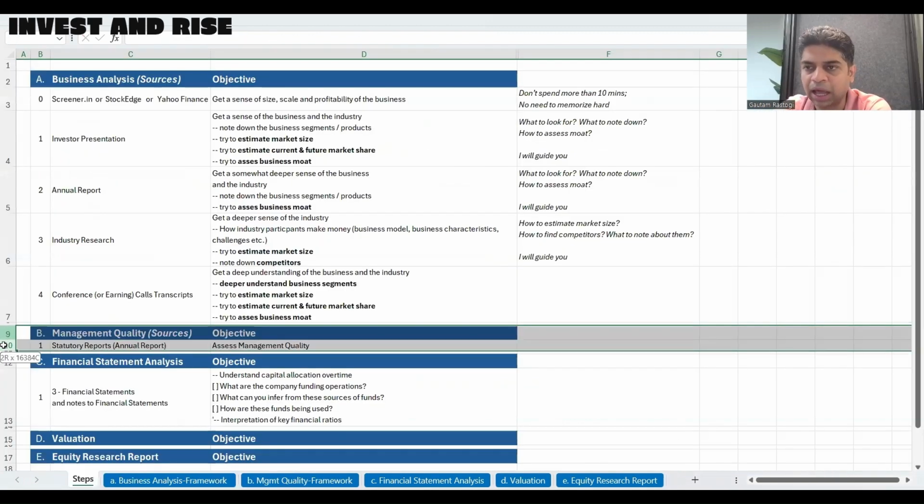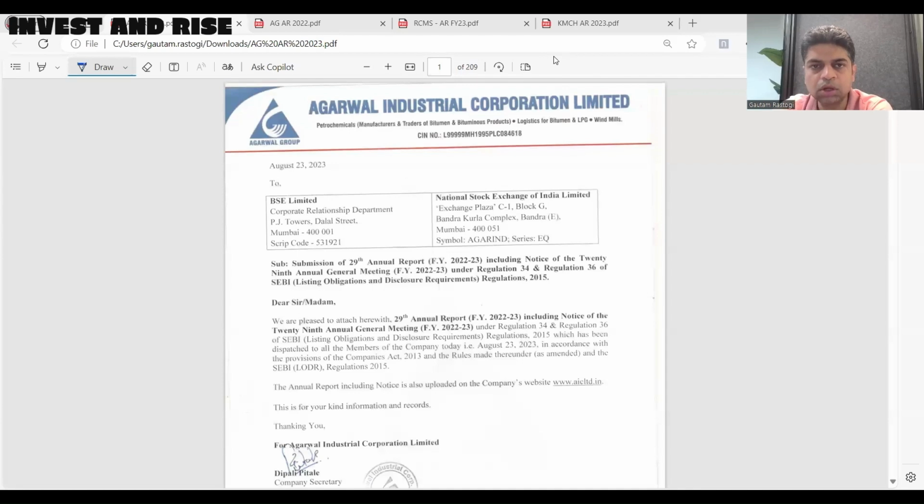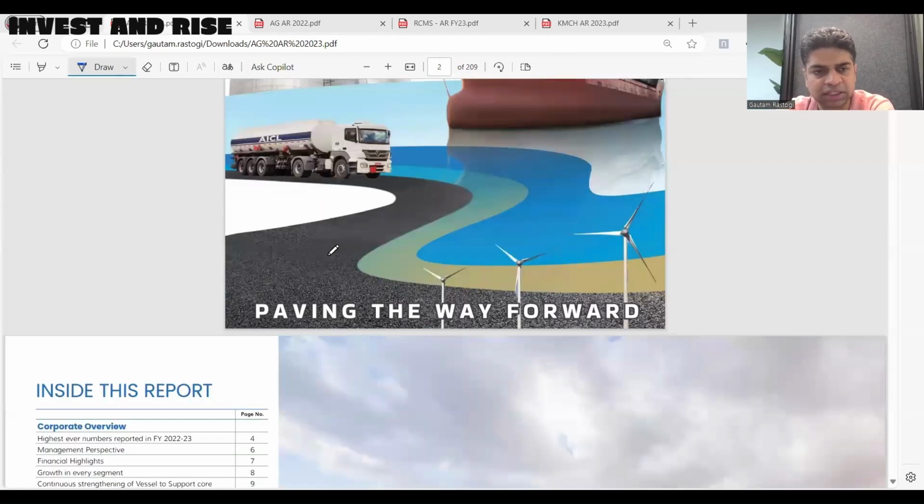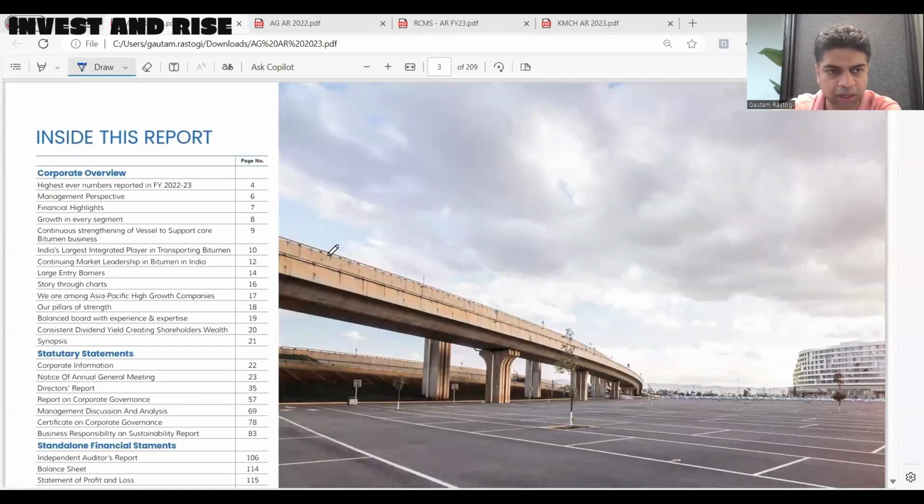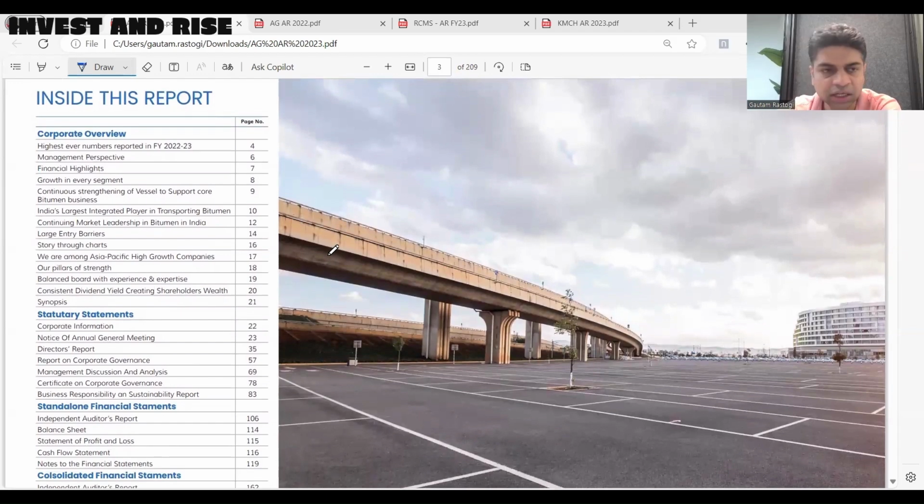And first, let's understand how the annual report is structured. I have the Agarwal Industrial latest annual report open. Let's first discuss the structure of an annual report real quick. So here's the index. Whenever you open up an annual report, I know it's very overwhelming, right? They're talking about so many different things.